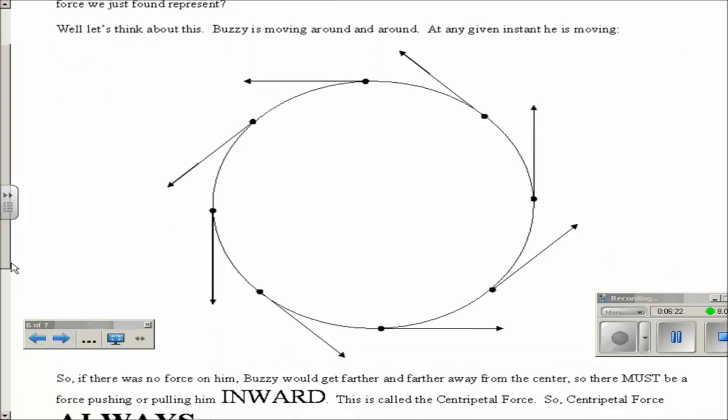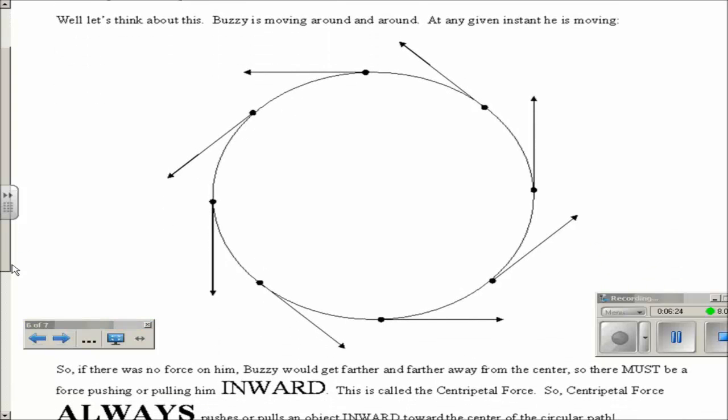Well, let's think about it. Buzzy's going around and around in a circle, right? This circle here represents the path that he's following. So he's going around and around and around like this. These arrows represent the velocity, the direction that he's traveling at any given instant. It's a sort of velocity vector, okay? So when the bee is right here, he's traveling this way.